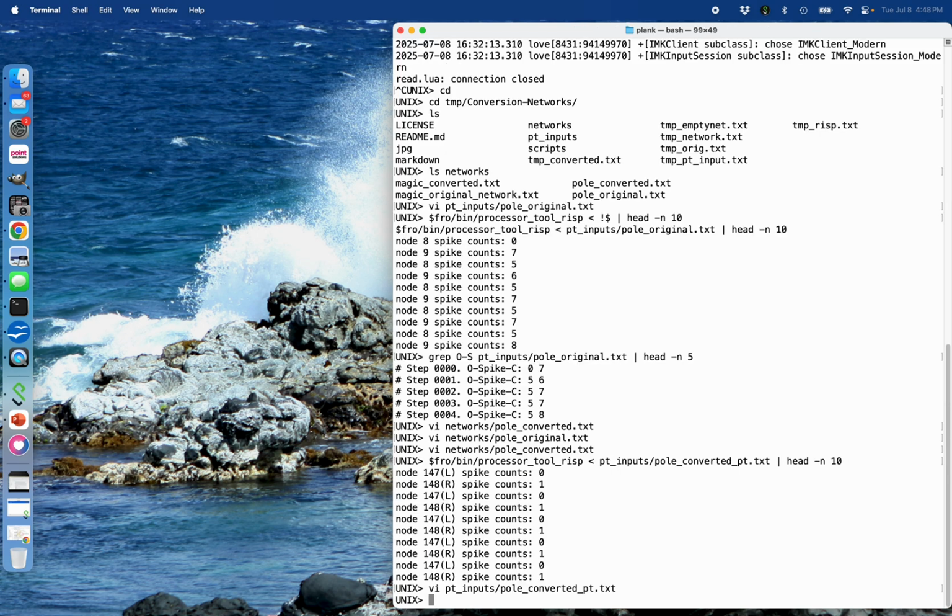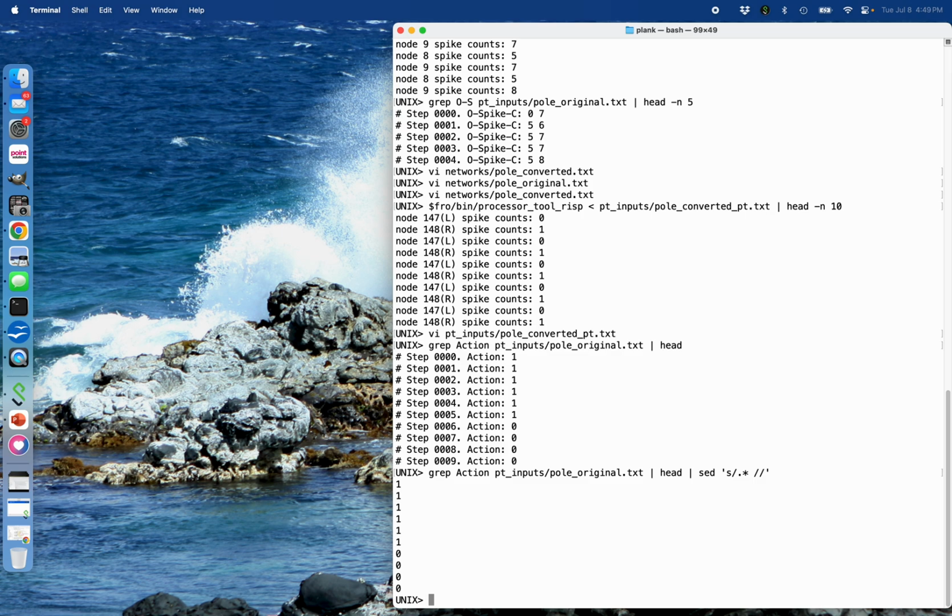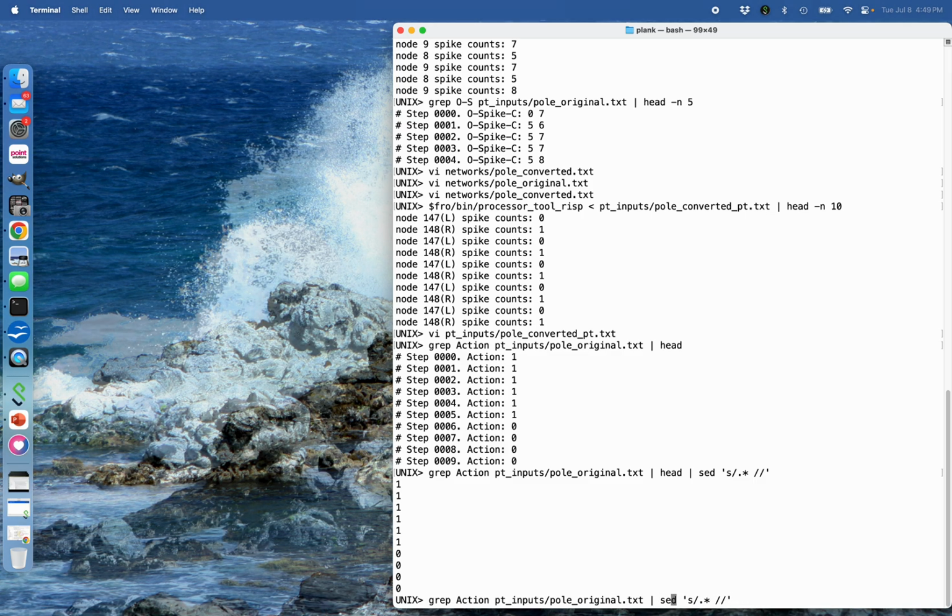Okay, let's just demonstrate that this works as we think it should, that these things match over all 15,000 time steps. And this is very similar to what we did with the magic example. So let's grep for the actions in the original processor tool input. Pipe that to head. All right, now let's isolate them. Okay, so that isolates the last character, which is going to be a 1 or a 0.